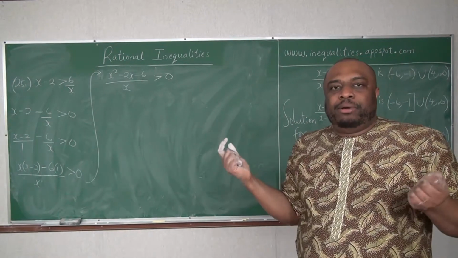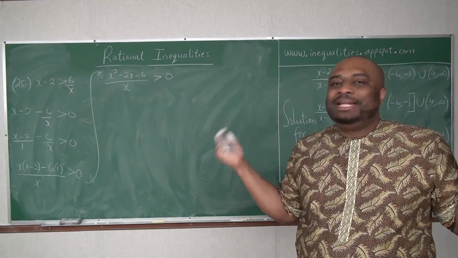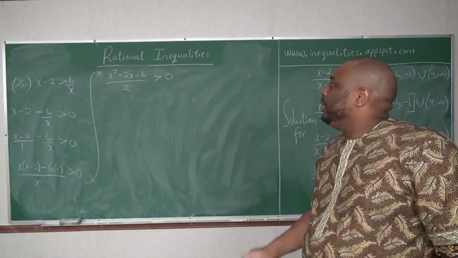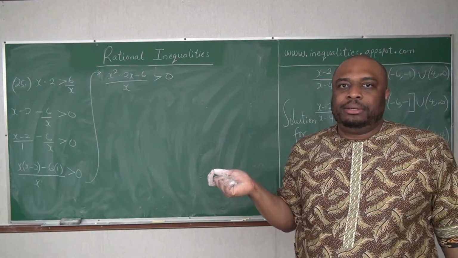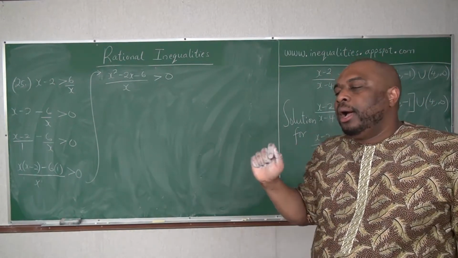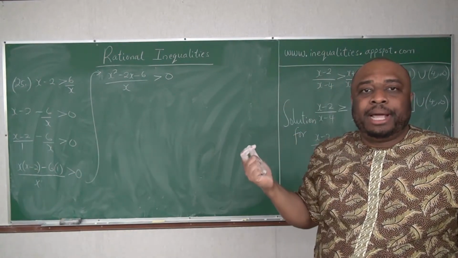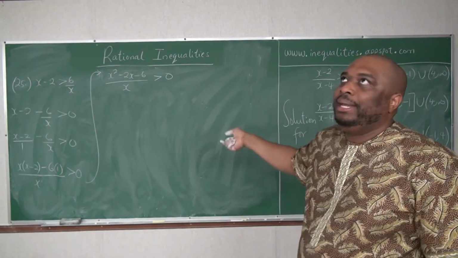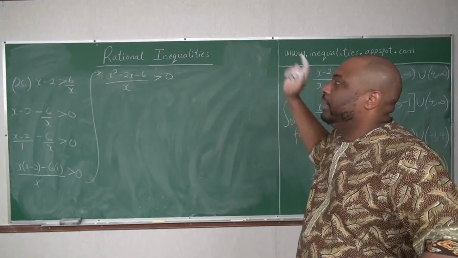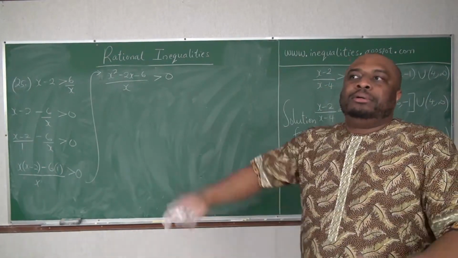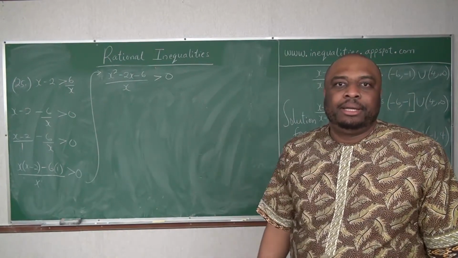However, look at the numerator. Can we factor that? We need to be able to factor it to get the test points. So let us see if we can solve it by factoring. The easiest way to do it is to find the discriminant. You can check it right away. Since these are small numbers, why don't you just check it right away to see?